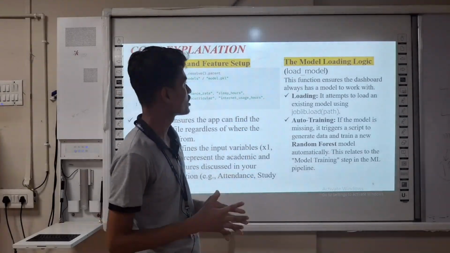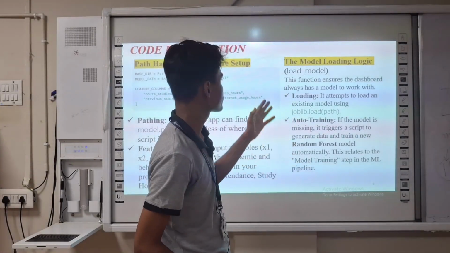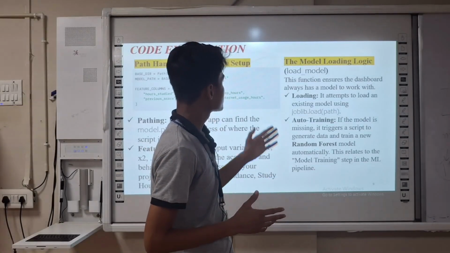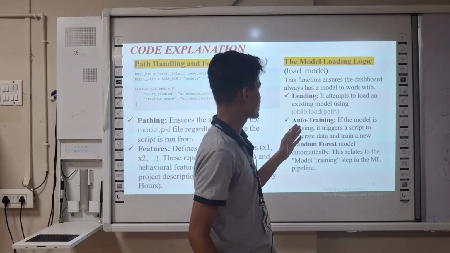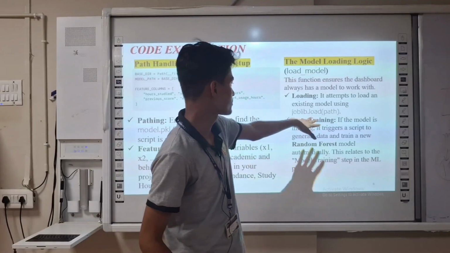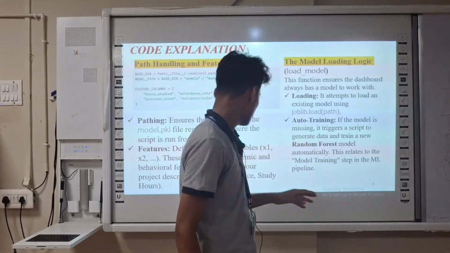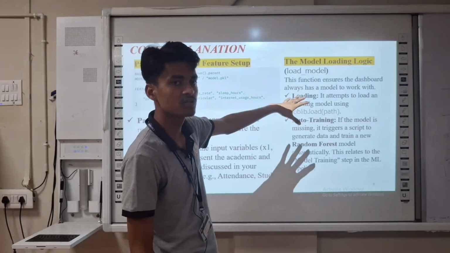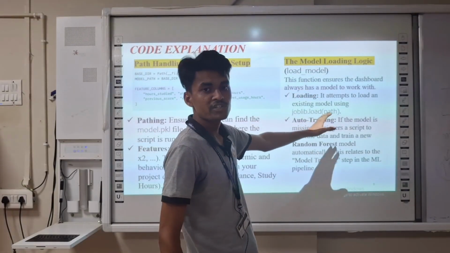Then we have the model logic and training, like the load_model function. This is the function we are using for loading the model. These functions ensure the dashboard always has a model to work with. Loading attempts to load an existing model using the defined paths. This is the actual function where we input the columns of our data sets, which loads and gets trained.